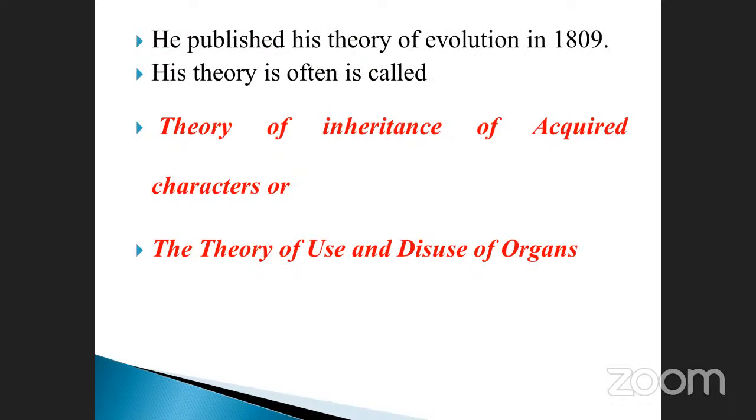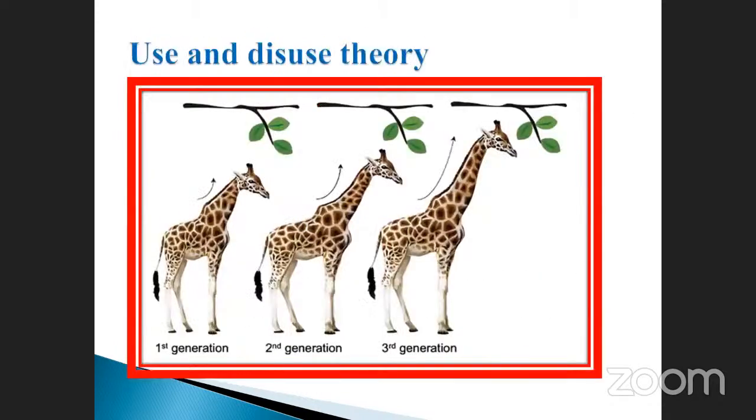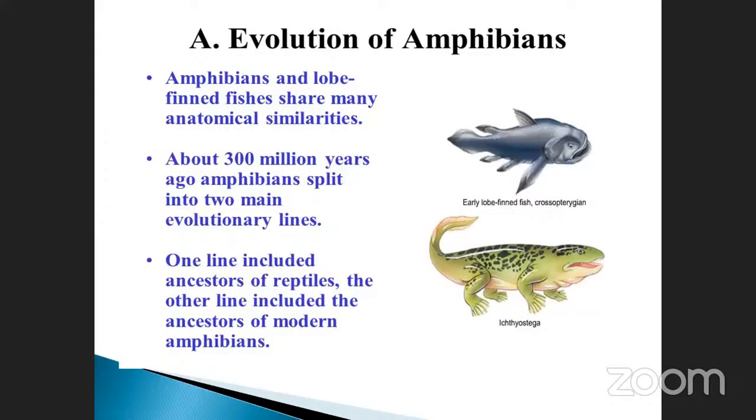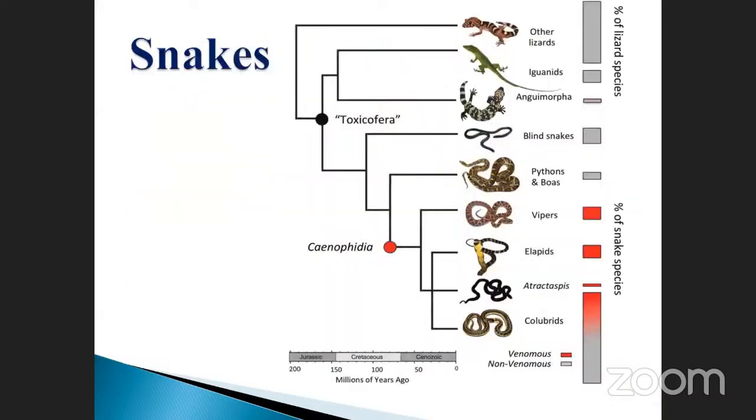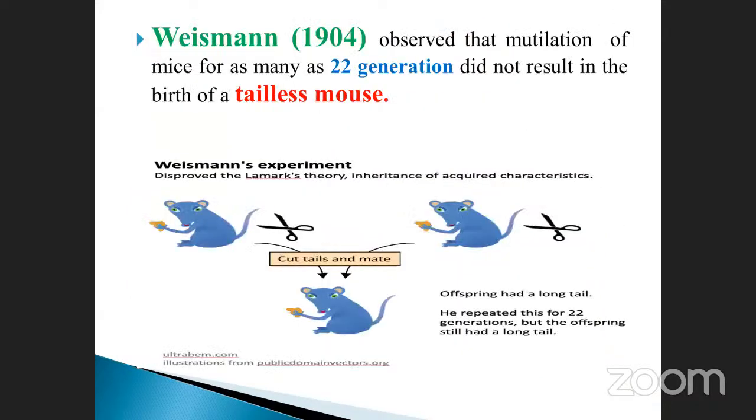So, for example, inheritance of acquired characters. What is the meaning of inheritance? The genetic information and characters are transferred from one generation to another generation, isn't it? That we already discussed. This was disproved by the scientist Weismann. How the experiment was conducted by the scientist is already in our book.